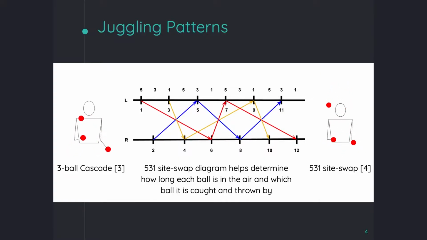In the center, there's a ladder diagram, and ladder diagrams help jugglers determine how long each ball is in the air for, as well as which hand is doing the catching and the throwing. The bars represent the left and the right hands, the hash marks represent the time intervals or beats, and the slanted rungs represent the paths that each ball takes. As I was talking about before with the 5-3-1 side swap, the number 5 is above the first time interval, meaning that it's thrown first. Similarly, 3 is above the second hash mark, meaning it's thrown second, and the 1 ball, which is the lowest ball, is being thrown last.